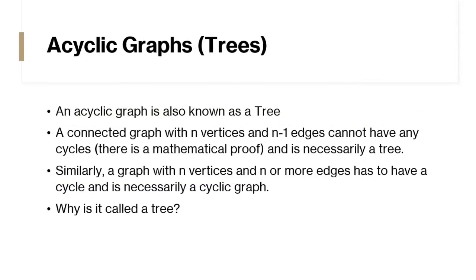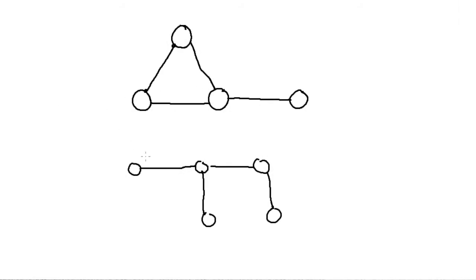So acyclic graphs are also known as trees. A connected graph with n vertices and n-1 edges cannot have any cycles. There's a mathematical proof for it, and it is then necessarily a tree. So if you take a look back here at our example right here, you'll notice in this there are 5 nodes, and there are also 4 edges. So there is one more node than there are edges, which means it's a tree.